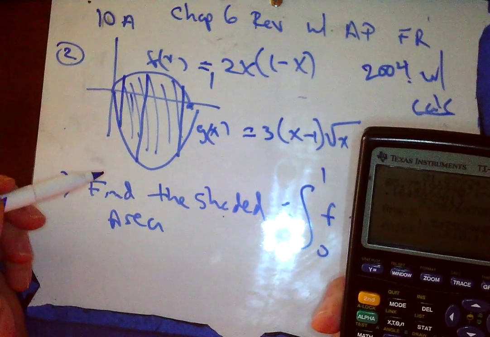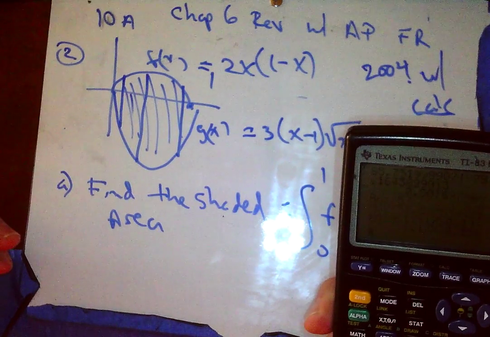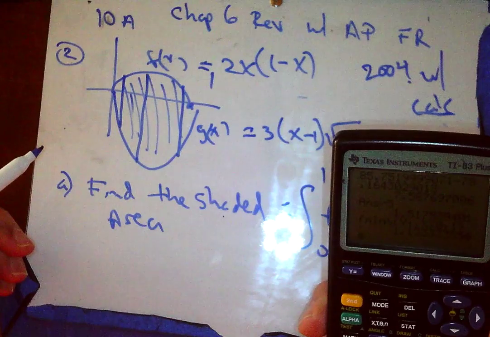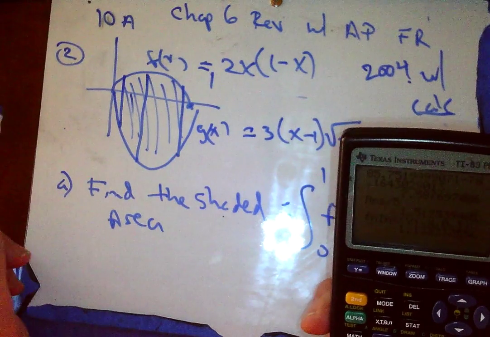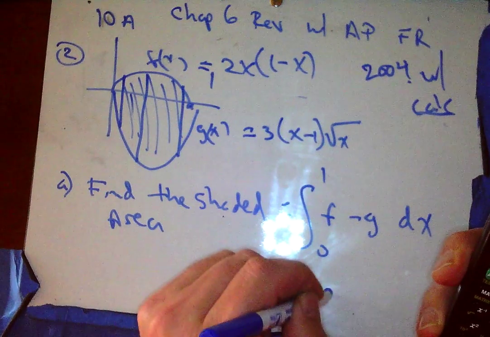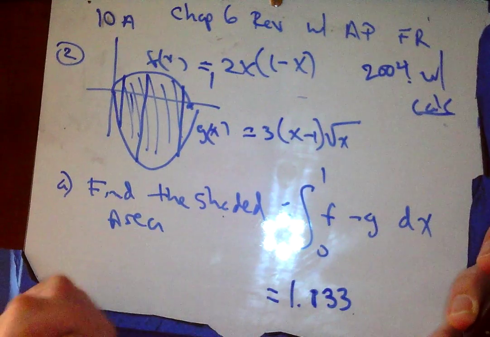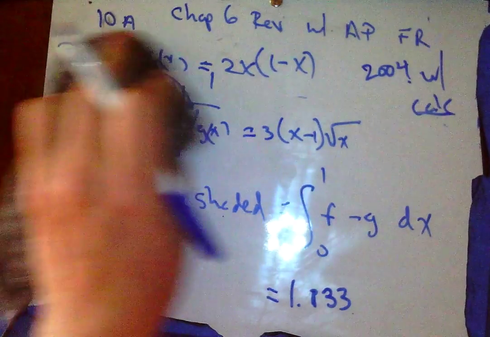So this problem turns out to be wicked easy if I use top minus bottom, and much harder if I try and do it any other way. So my integral here, 1.133. There's my shaded area. Done. Moving on.